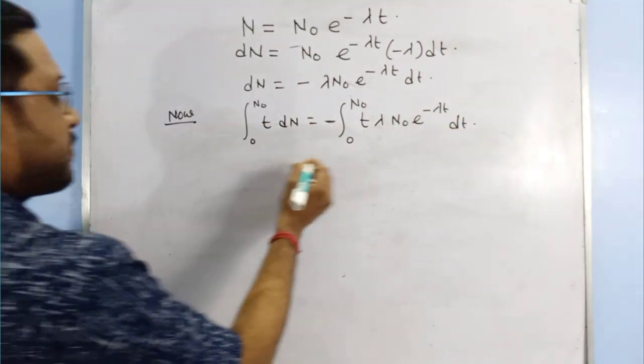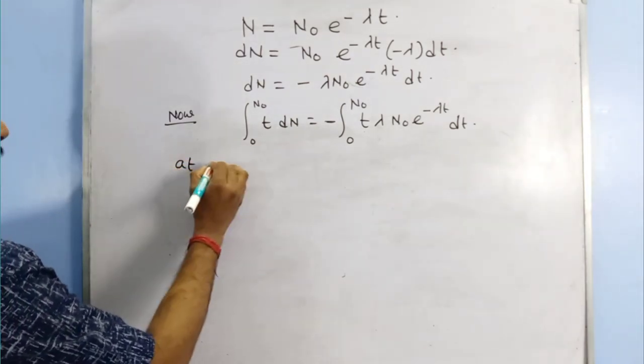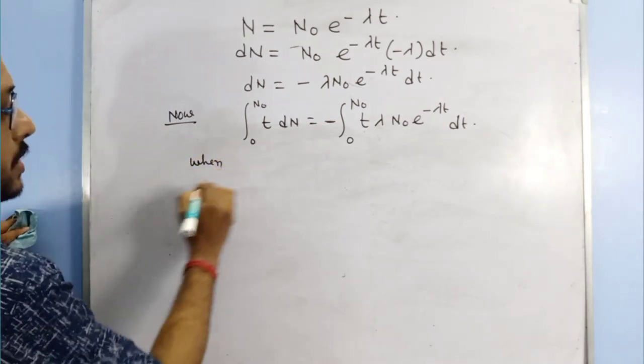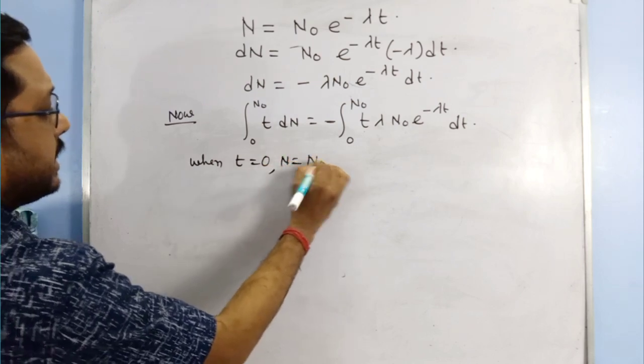Now, we can say that when t equal to 0, N becomes N0.